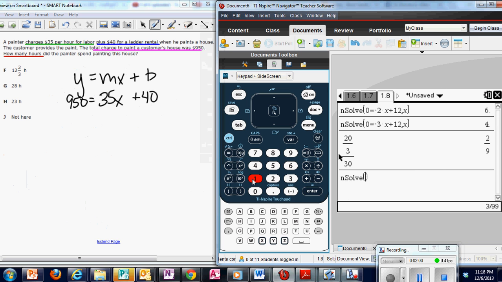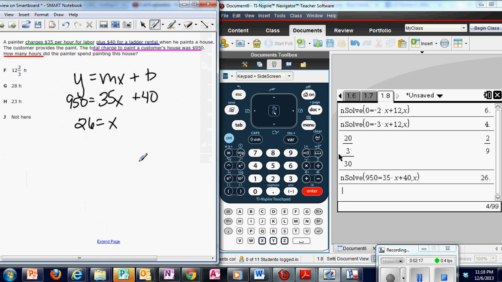And we'll type the equation exactly as we see it without simplifying anything. 950 equals 35x plus 40. We're solving for x, so we have comma x. And this tells us 26 equals x. It should take 26 hours. That is not here. So we are done.